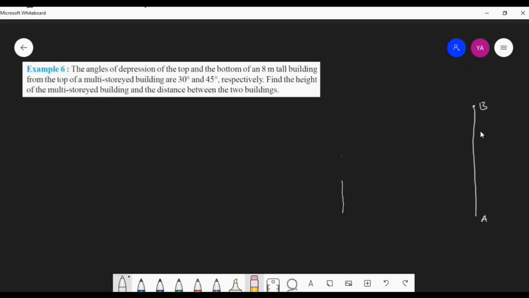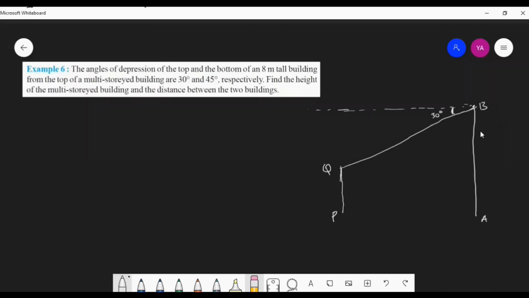I shall write here. Okay, this is the line of sight. From B, we are looking to the top of the small building. I give some name, PQ, suppose. We are looking to the top of the small building from B. So at that time, the angle of depression will come here, right? Okay, the line of sight is this one, BQ, and horizontal is this one. And so this angle will be 30 degree, angle of depression.